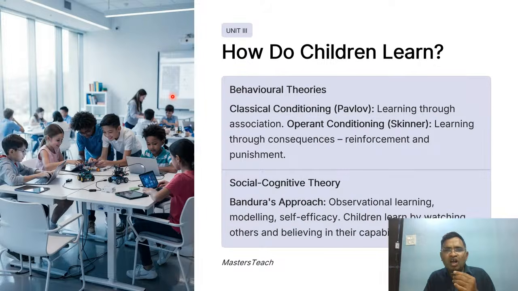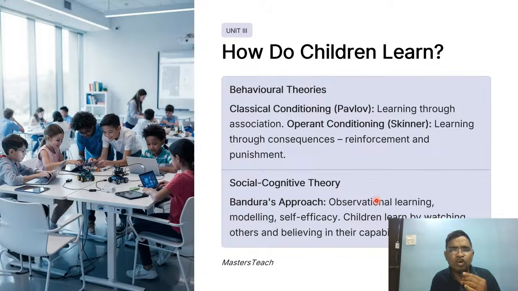This is about the cultural perspectives of child development. Then, how do children learn? There are behavioral theories and socio-cognitive theories. Behavioral theories include classical conditioning, given by Ivan Pavlov, which is learning through association. Whereas operant conditioning, given by B.F. Skinner, is learning through consequences, reinforcement, and punishment.